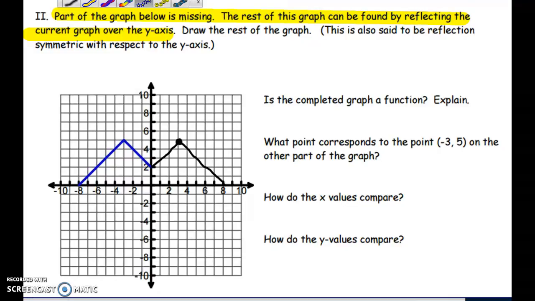This is what I got when I reflected about the y-axis, and yours should match up as well. Is it a function? Yes, it's a function. It passes the vertical line test.